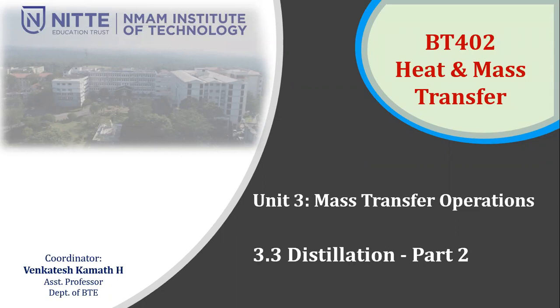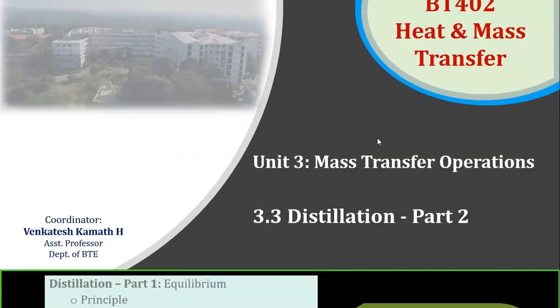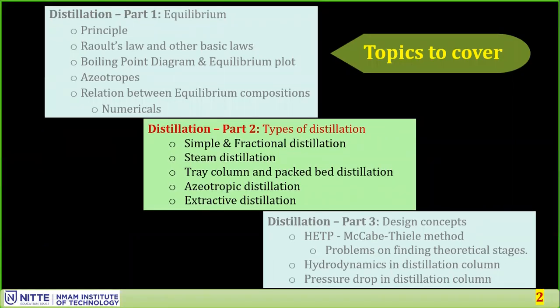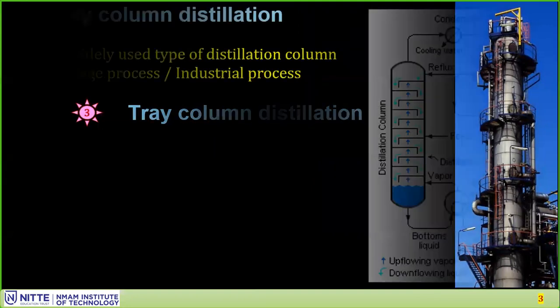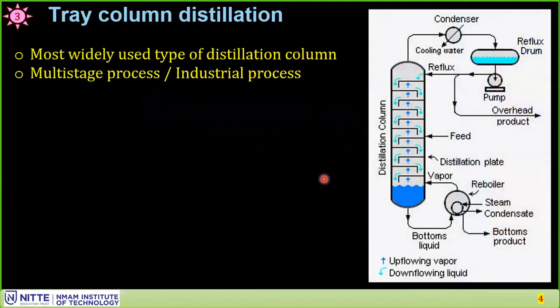In the previous video we have seen simple distillation, fractional distillation and steam distillation. This video we will be checking out tray distillation and packed column distillation. So let's look at the tray column distillation. This is an industrial type setup. It is most widely used type of distillation, quite commonly used on an industrial scale. It's a multi-stage process. Here is the equipment schematic sketch.